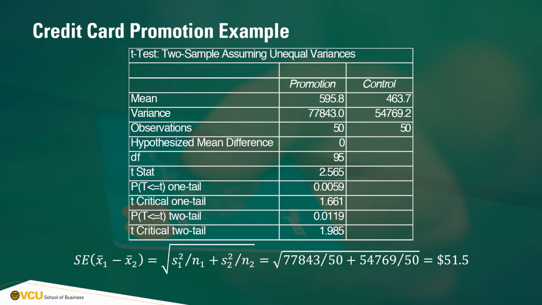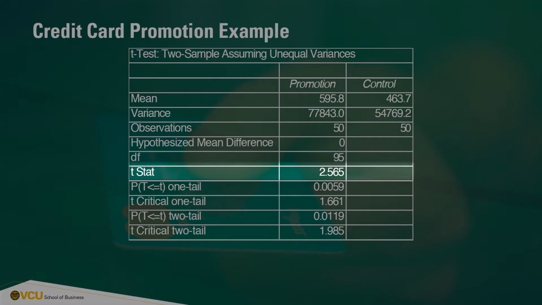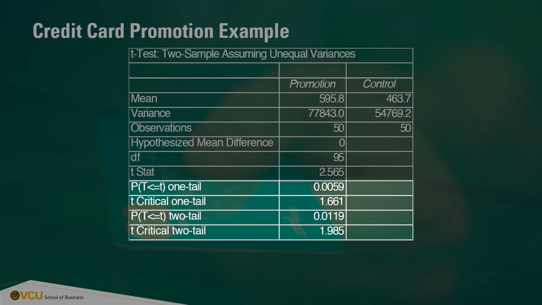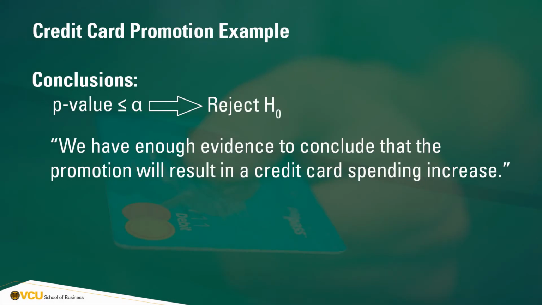Or $51.5. The test statistic is the ratio between the difference of the sample means and the standard error, or 2.565. You are then given the p-value and t-critical for both a one-tailed test scenario, which is our case, and a two-tailed scenario where the p-value is just twice as large as it is for the one-tailed test. Because the p-value is less than the significance level, we reject the null hypothesis and conclude that the promotion will increase credit card spending.